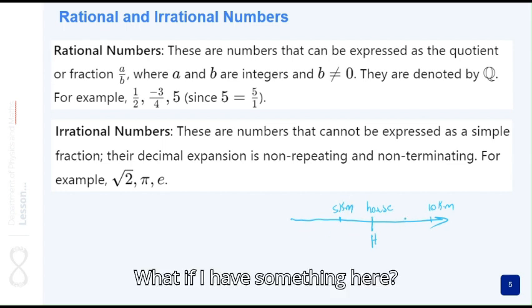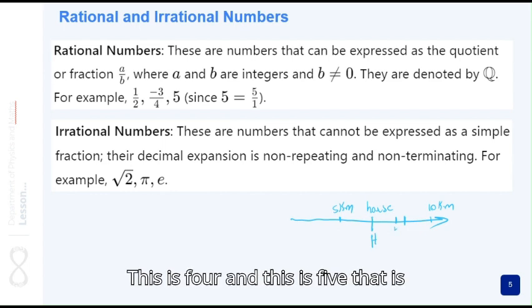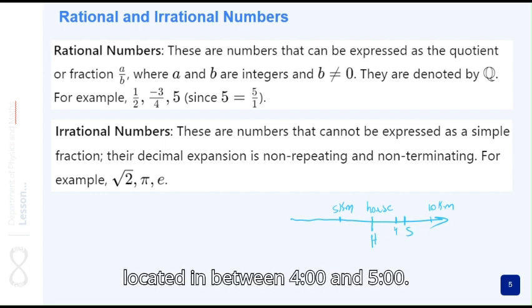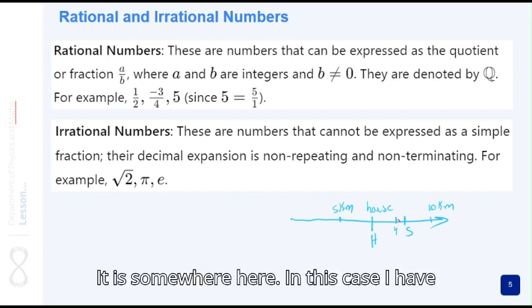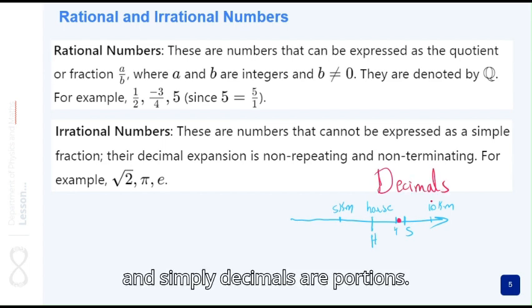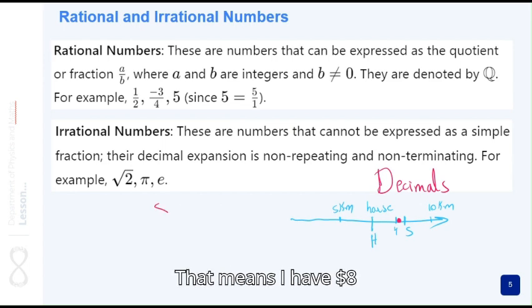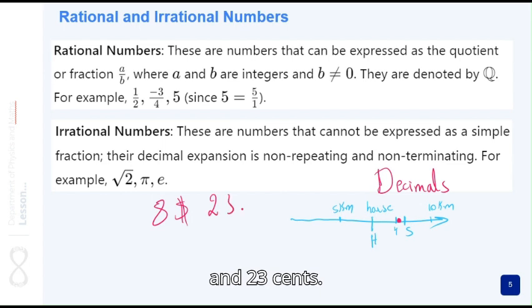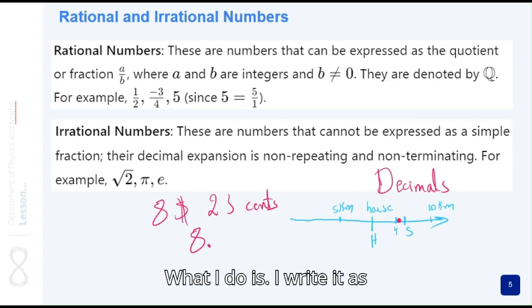What if I have something here, this is 4 and this is 5, that is located in between 4 and 5. It is somewhere here. In this case, I have to talk about the decimals. And simply decimals are portions. That means I have $8 and 23 cents. What I do is I write it as 8.23.